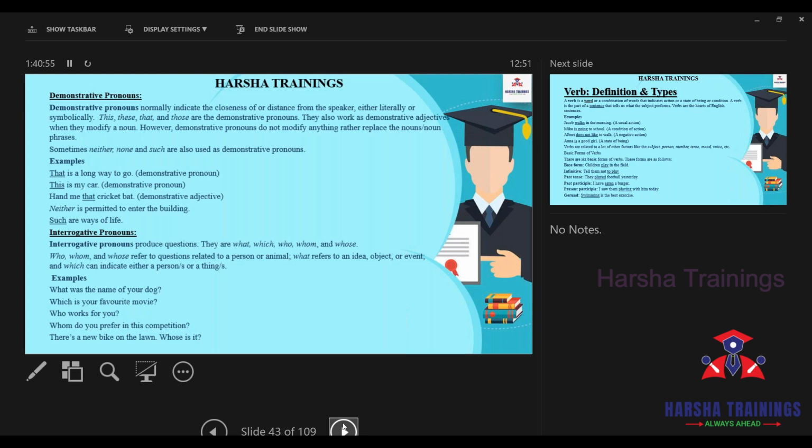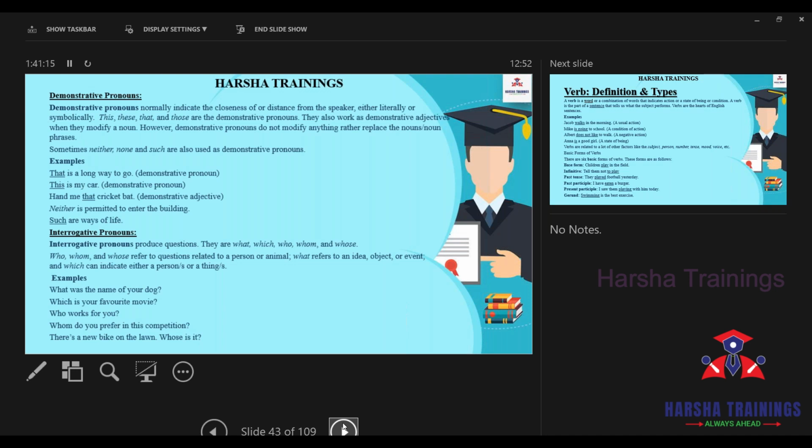You might have heard of these words, but you don't know what they are called, right? For example, see, this is my car. So this becomes a demonstrative pronoun. All these four are demonstrative pronouns. Remember this: this, these, that, those.